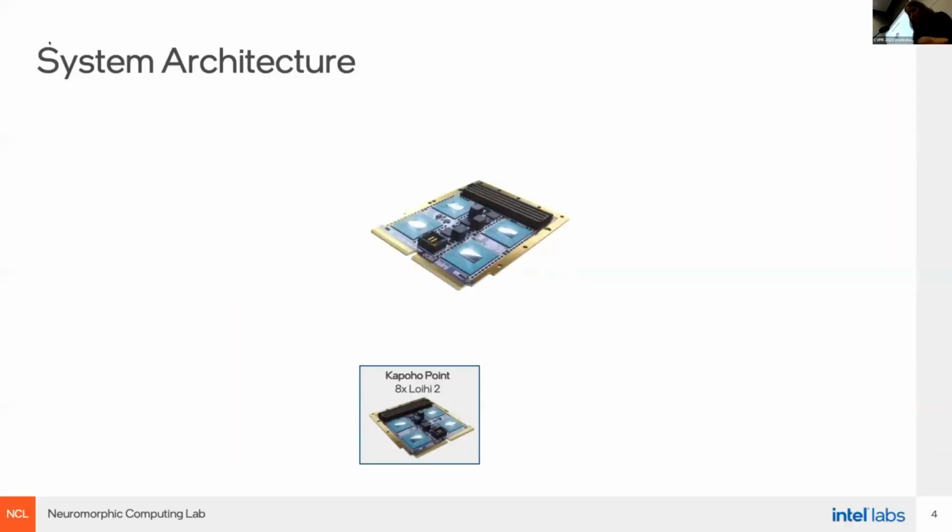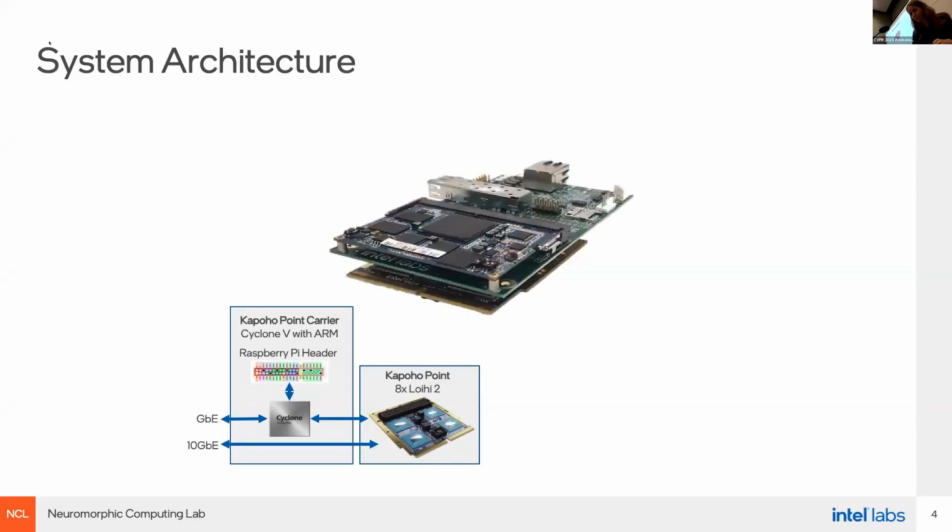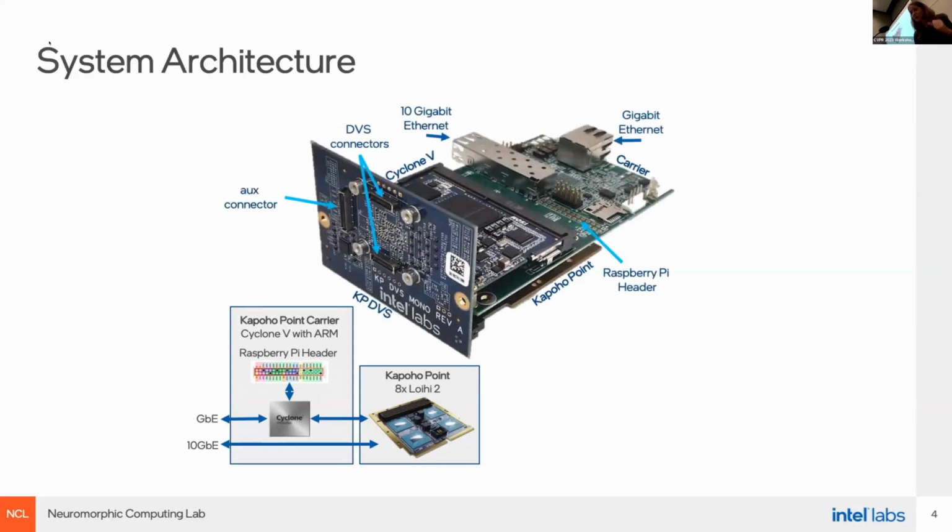Okay, the system architecture. This is the Loihi board. It interfaces with something we call the host computer. It's a Cyclone V with an ARM core processor, which mainly supports the gigabit Ethernet interface into Loihi. There will also be a 10 gigabit interface going directly into the chip. It looks like this. Additionally, we have another board that supports a direct interface to event-based cameras and event-based sensors, with an FPGA just to make that efficient.